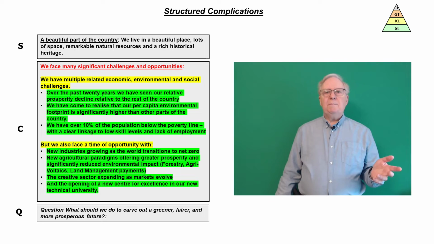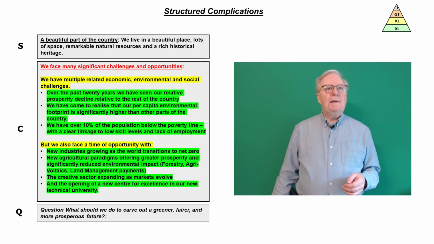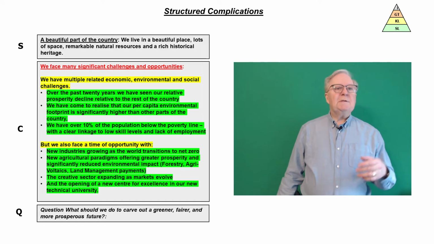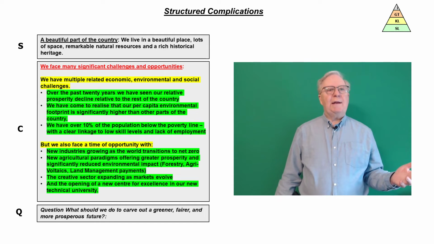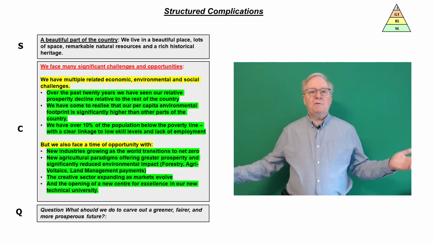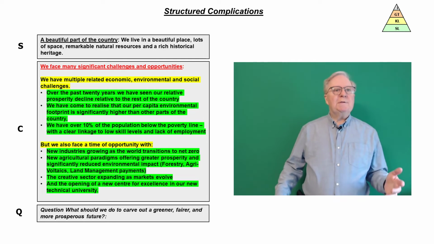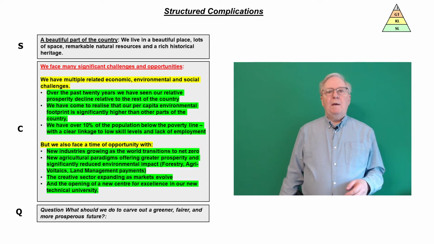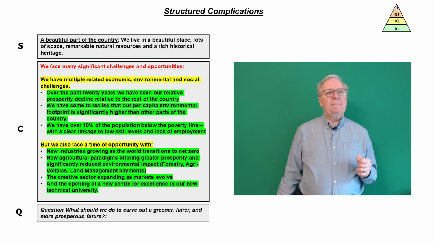The situation, which of course is self-evident and non-controversial, is that this part of the country is a beautiful part of the country. We live in a beautiful place, lots of space, remarkable natural resources and a rich historical heritage. That's non-controversial and it explains the context. All the audience will agree with that. We then have the complication or opportunity.